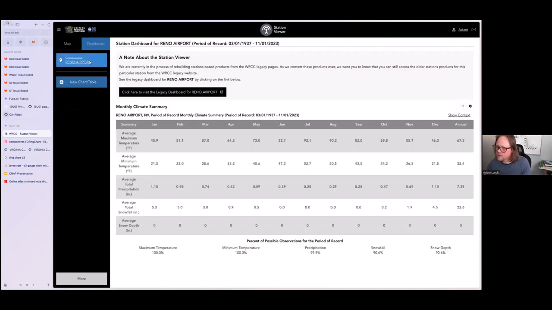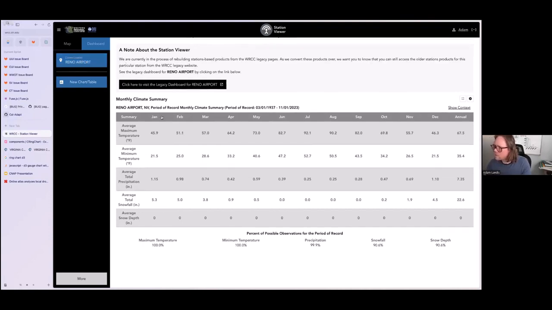You'll see on the left here, the current location is the first one I selected. And the dashboard here provides a nice at-a-glance monthly climate summary for all of the climate variables offered by the station, as well as at the bottom here, there is a listing of the percent of possible observations for each element. So you can see the station has pretty complete data.